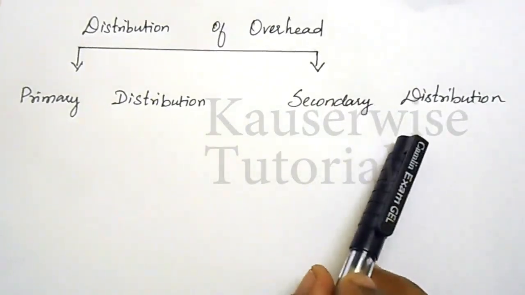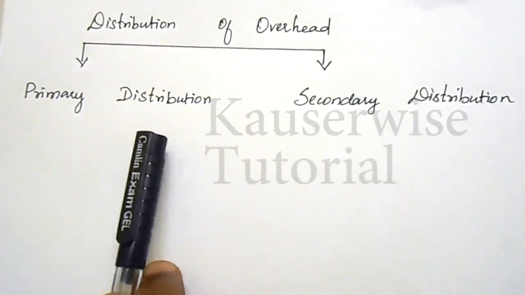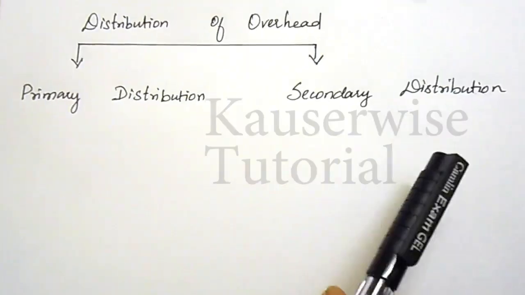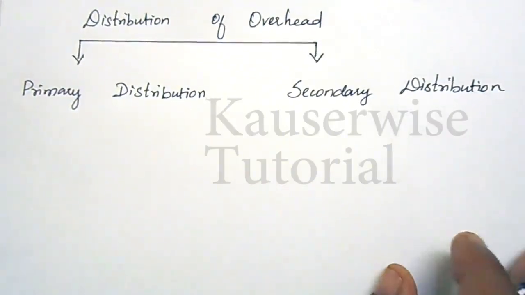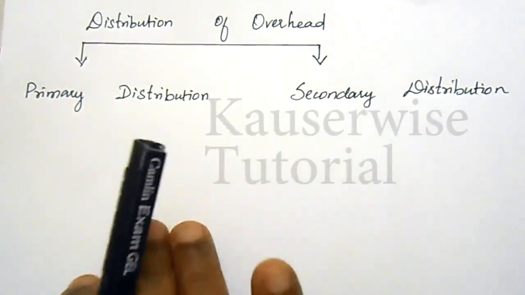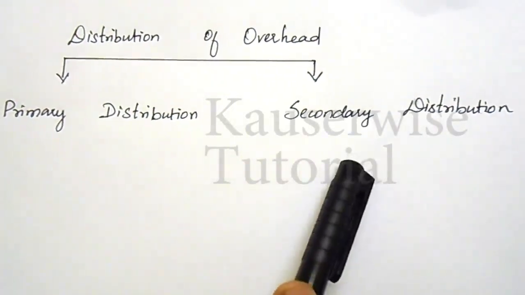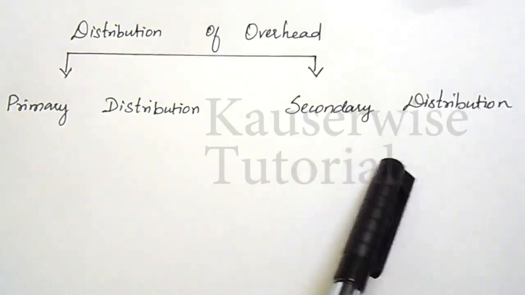Secondary distribution means after completing the primary distribution of overhead expense, the next step in this regard is redistribution of service department cost among the different production departments. This process is known as secondary distribution or reapportionment.